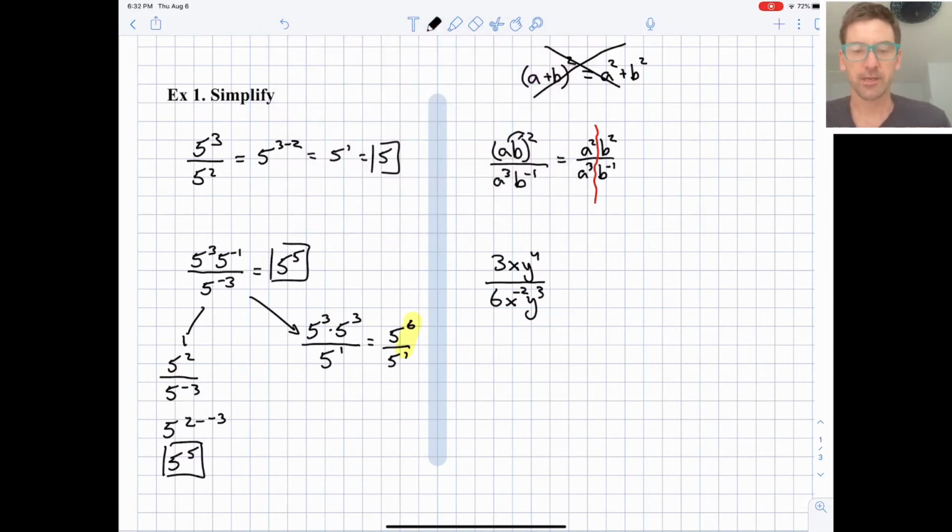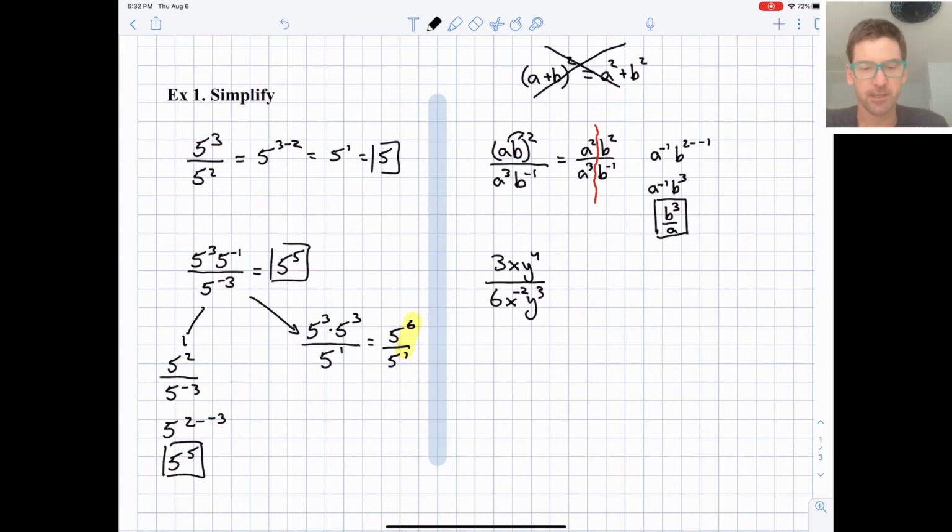Okay, so a to the 2 over a to the 3 is a to the negative 1. And b to the 2 over b to the negative 1 is b to the 2 minus a negative 1. So we have negative 1 times a to the negative 1 times b cubed. And then let's send that a down below to get rid of the negative exponent. So we get a b cubed over a is my final answer.